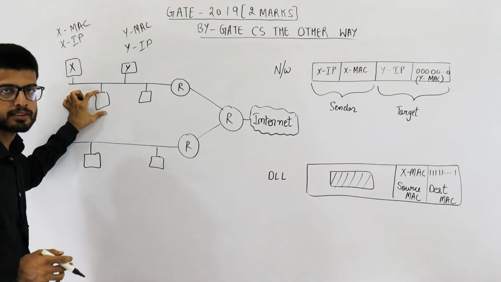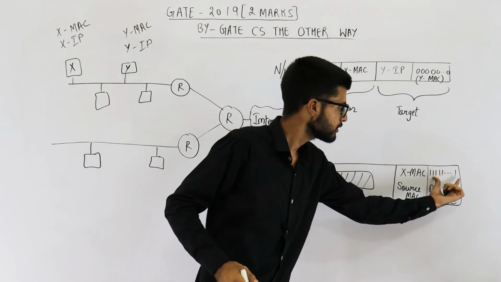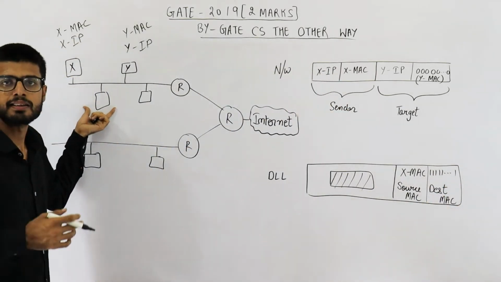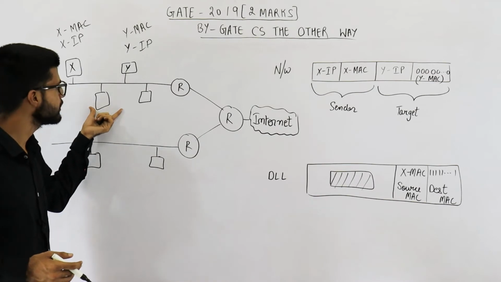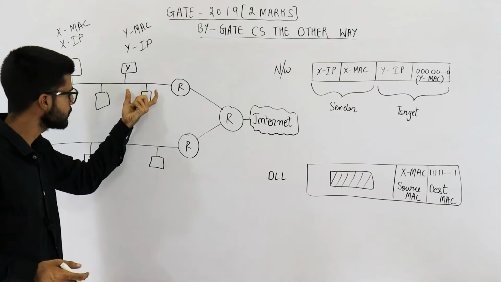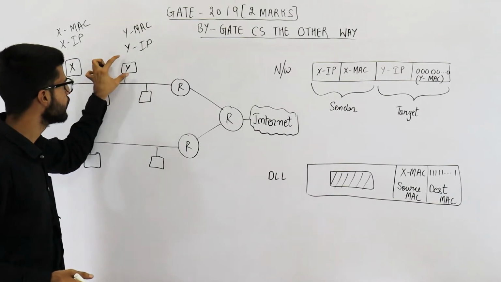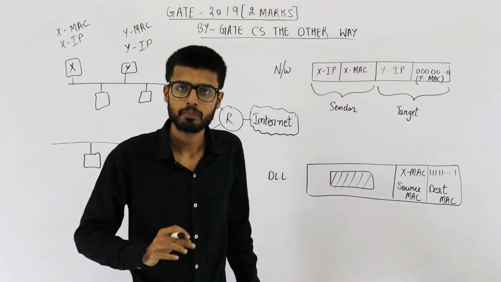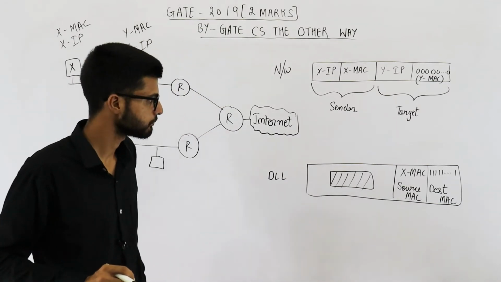This node will see that the destination MAC address is all ones. This node will think that this is a broadcast message. That means everyone has to receive it. So this node will just receive that message. Similarly, this node will also receive it. This node Y will also receive it. Okay, every node of this subnet is going to receive the message.